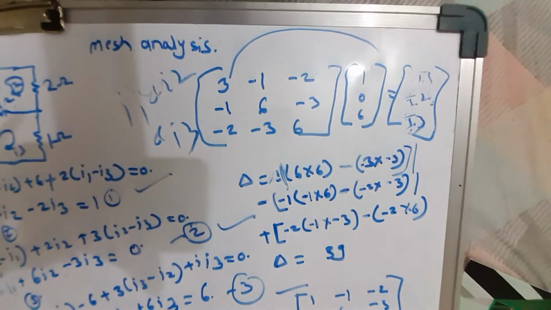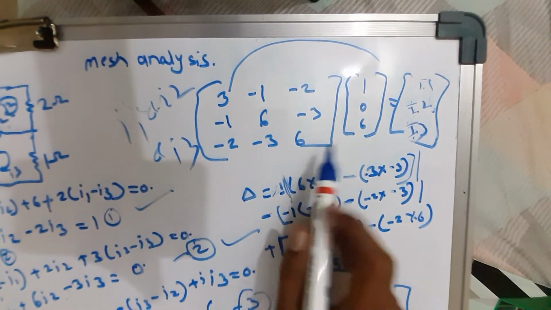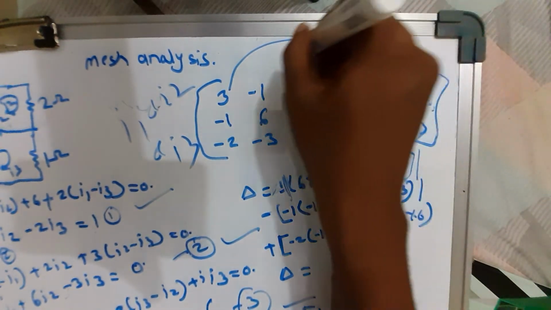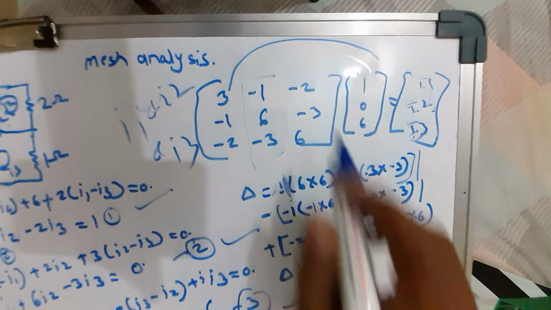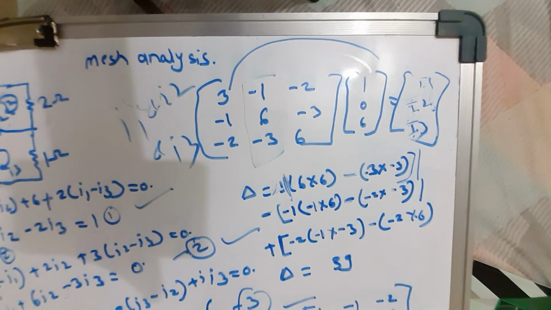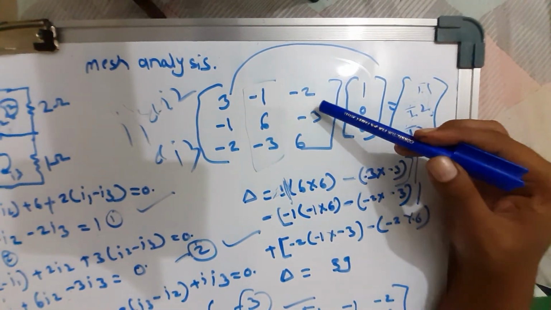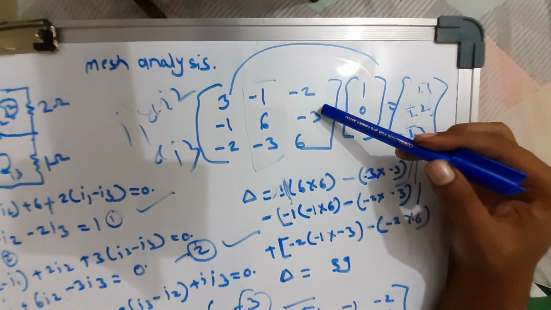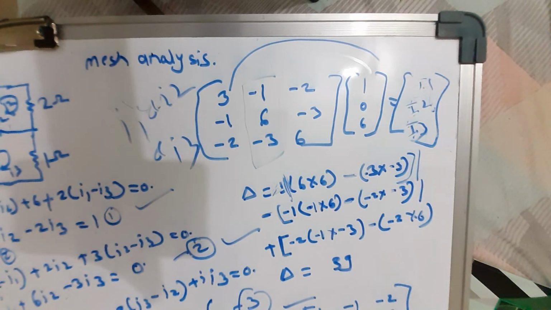So how will we find delta 2? Just remember, for finding delta 2, you keep the first column as it is, and only replace the second column, minus 1, 6, minus 3, by 1, 0, 6. Similarly, for finding delta 3, you replace the third column, minus 2, minus 3, 6, with 1, 0, 6. So the student will find the value of I1, I2 and I3.